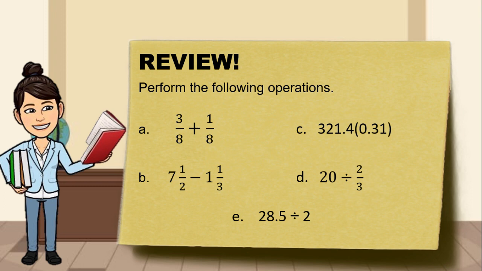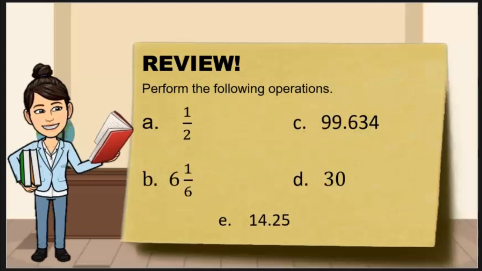Let's check. For item letter A, the answer is 1/2. Remember to always simplify your answer. For item letter B, the answer is 6 1/6. For item letter C, 99.634. For item letter D, the answer is 30. And lastly, for item letter E, the answer is 14.25. Did you get all the answers? We hope we refreshed your knowledge.